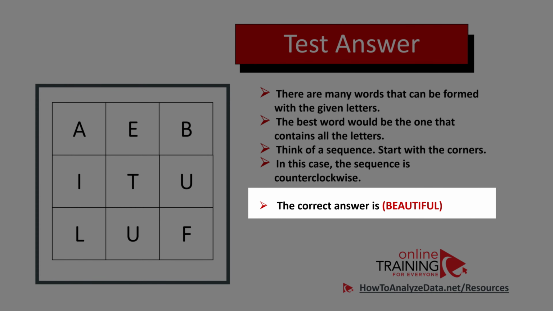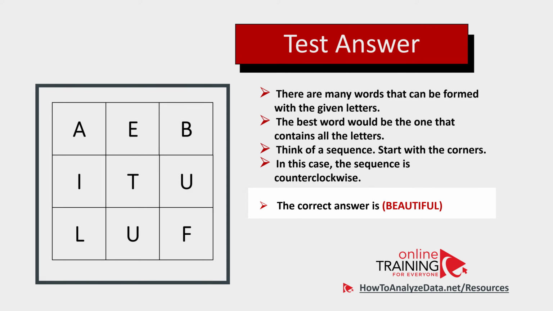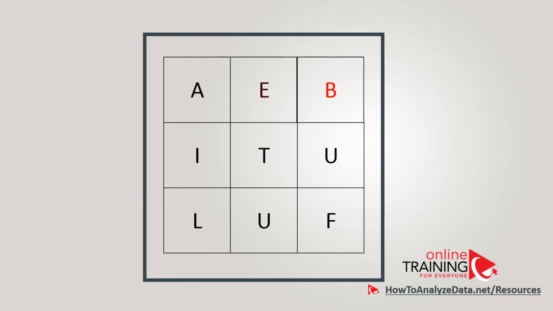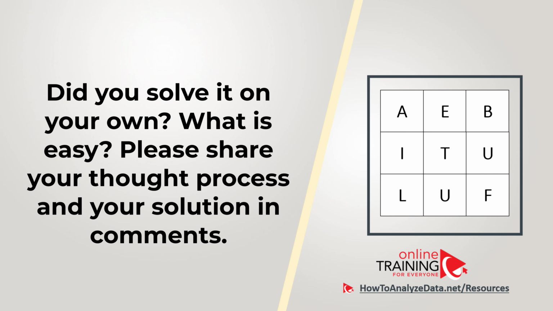The correct answer here is word beautiful, which starts in the upper right corner. And then you go by the letters B-E-A, U-T-I, F-U-L. And that's how you get to the correct answer, which is the word beautiful. Hopefully you've nailed this question and now know how to answer similar problems on the test.